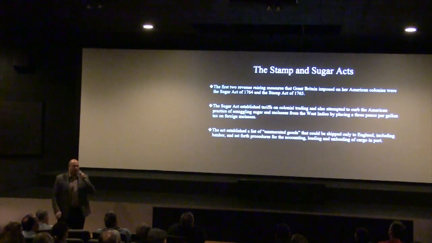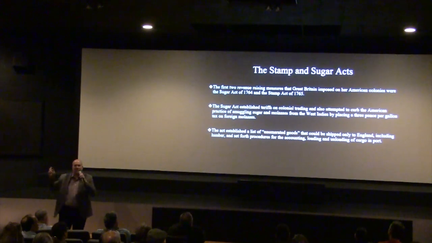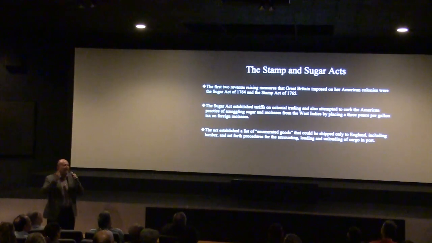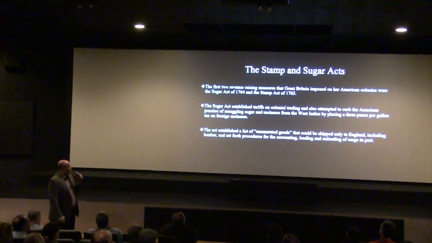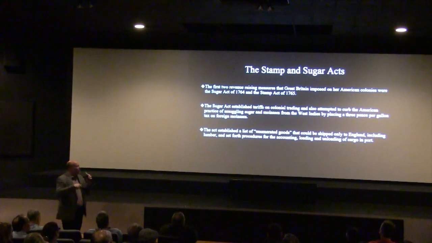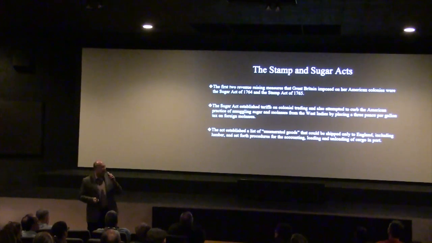The act also established a list of enumerated goods that could only be shipped to England. So in other words, they were cutting out America. That included lumber, and it set forth procedures for accounting, loading, and unloading of cargo in American ports.